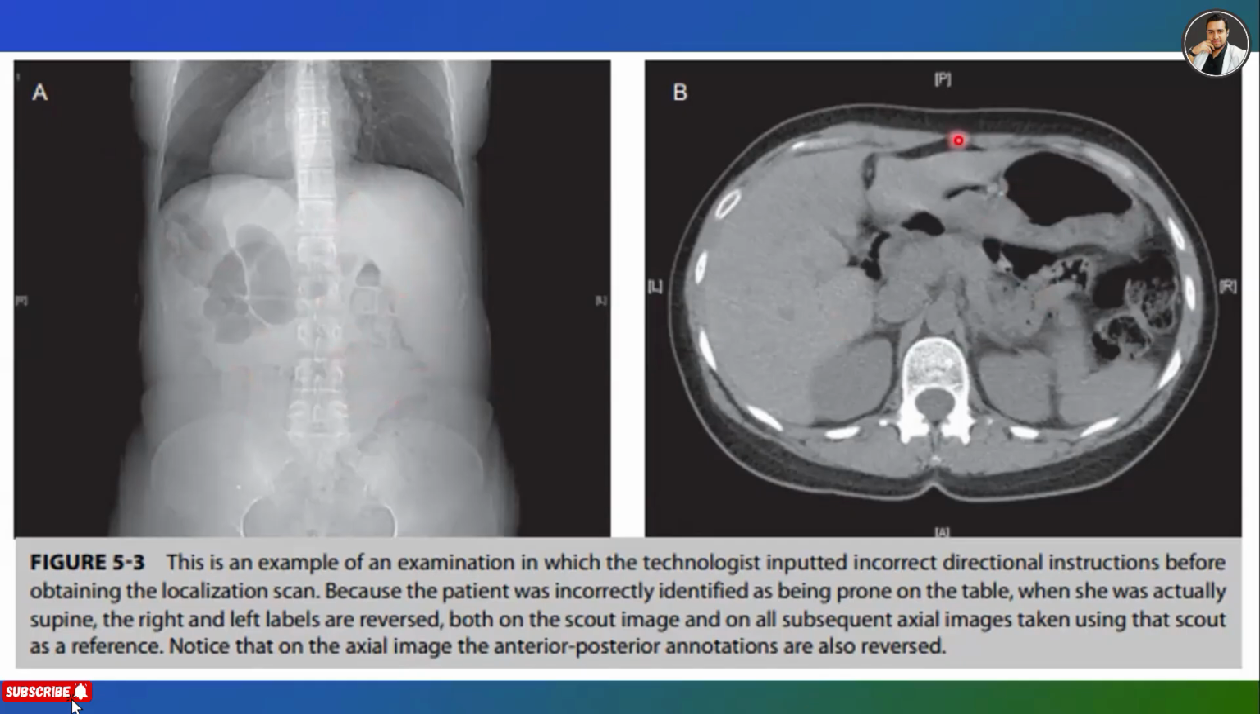Look at this axial image. What is written here? It is written P, meaning posterior. But this is not the posterior of the patient, this is the anterior part. Posterior is this side. Again, this side is written left, but this is actually the right side. This side should be right and this side should be left, because the patient position information was not entered correctly.